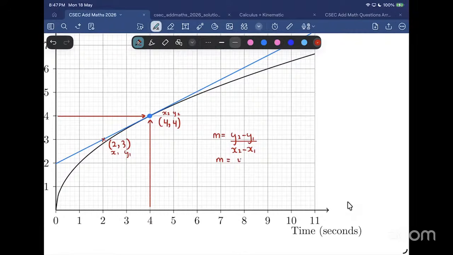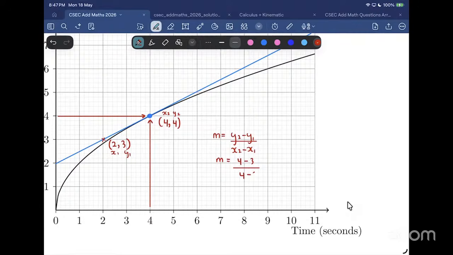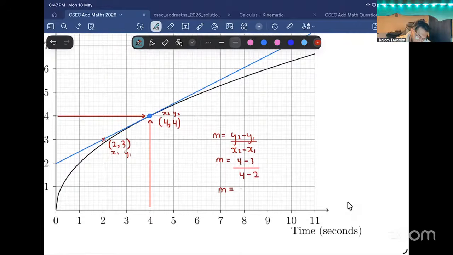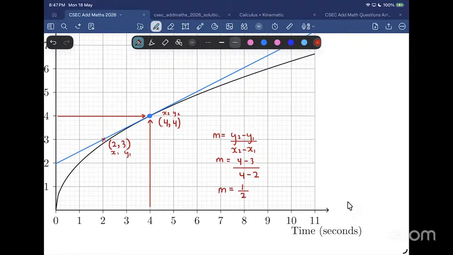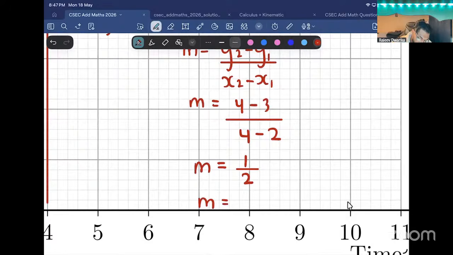So y2 is 4, y1 is 3, x2 is 4, x1 is 2. So 4 minus 3 is what? 1. 4 minus 2 is? 2. So the gradient is going to be 0.5.